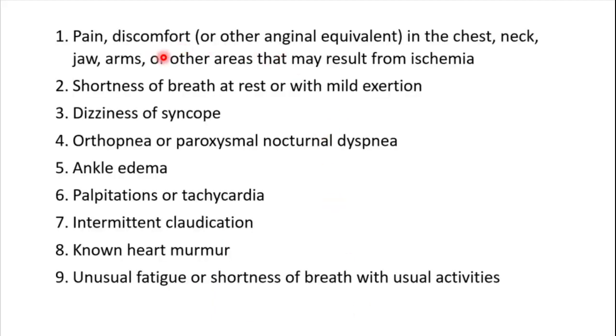But what you can see here is you get the pain, discomfort. These are the 9 signs or symptoms. So ankle edema, shortness of breath, palpitations or tachycardia. So if you have like a rapid heart rate or runaway heartbeat. Intermittent claudication is usually in the lower extremities. It's like pain or cramping when you're walking, and not just like a Charlie horse, but like a continual progressive pain. And that usually leads to, instead of coronary artery disease, peripheral vascular disease, where the peripheral arteries are becoming clogged. So a known heart murmur or any diagnosed condition that relates to this.